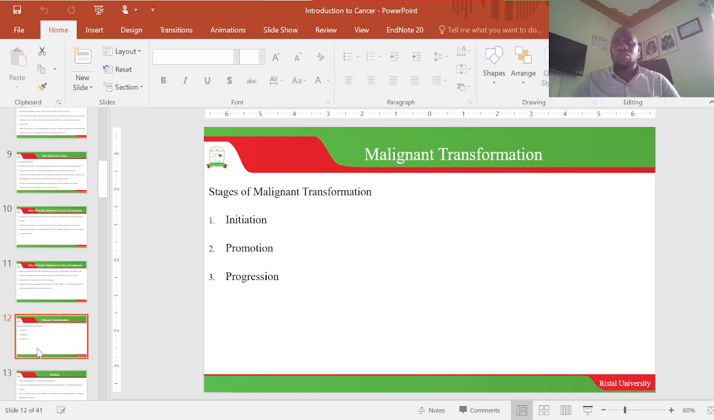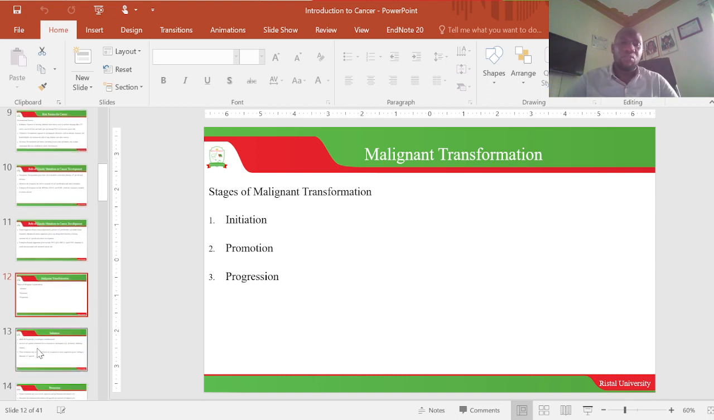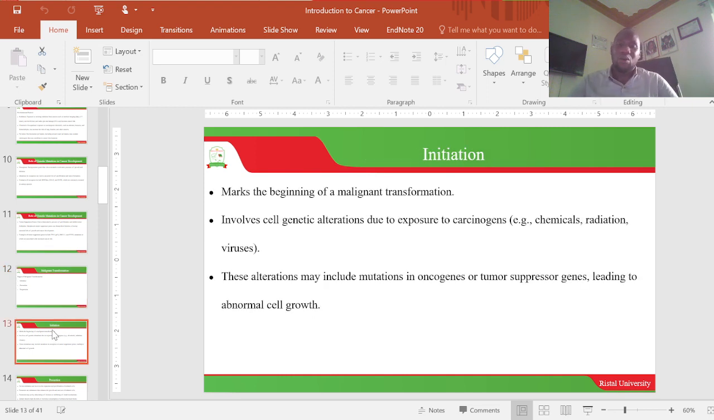So, for you to have malignant cells, it does not happen out of the blue. There are a series of changes that happen in these cells. So we have the initiation stage, the promotion stage, and then the progression stage. When we talk about the initiation stage, we are referring to when you have genetic alteration, cellular genetic alterations that can happen because of carcinogens, the chemicals that can cause cells to be cancerous.